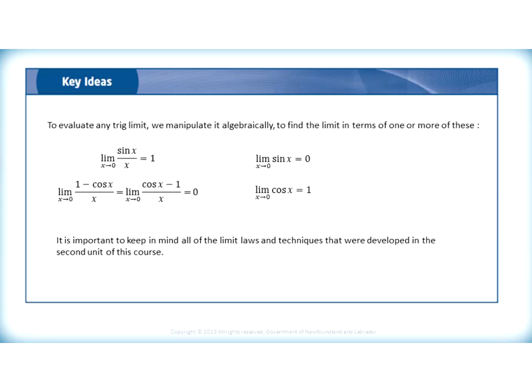Okay, let's highlight some of the key ideas that we saw here. Some of the key ideas were that to evaluate any trig limit, we manipulated algebraically to try to find the limit in terms of one or more of these monsters. And they're the same ones that we highlighted a few minutes ago. Sine x over x equals 1, cosine x minus 1 over x as x approaches 0 is equal to 0, and then these two are the real simple ones. Just substitute and solve.